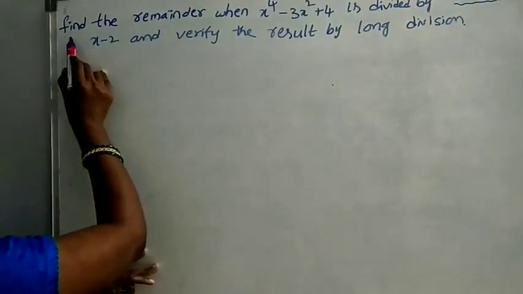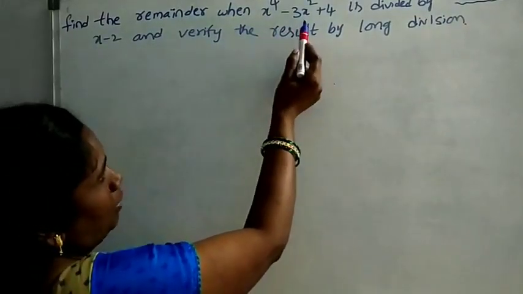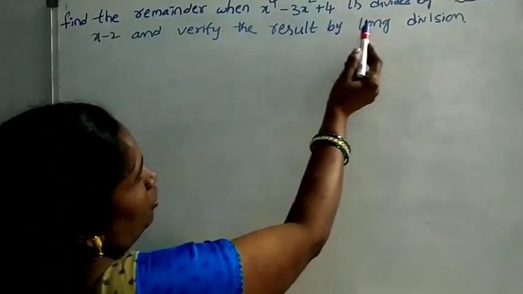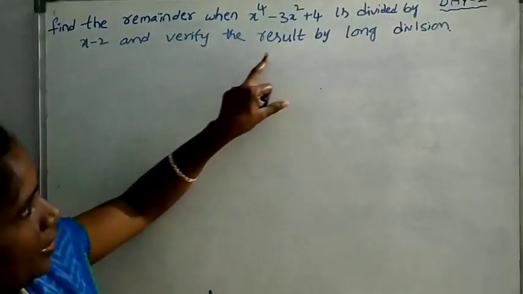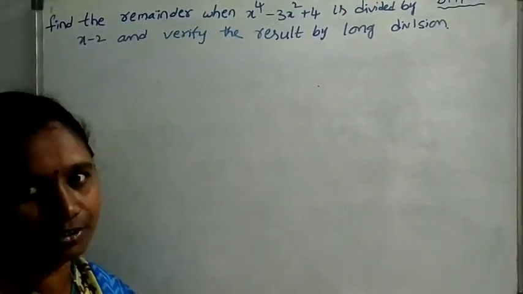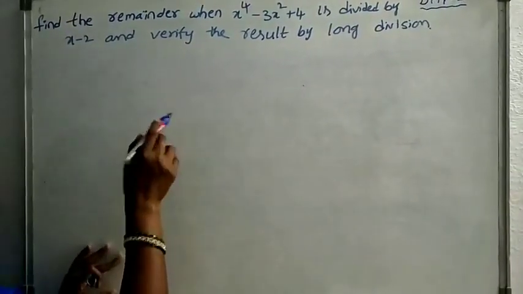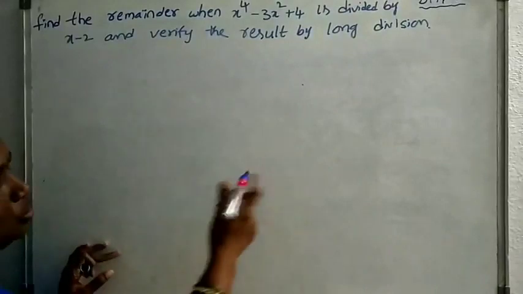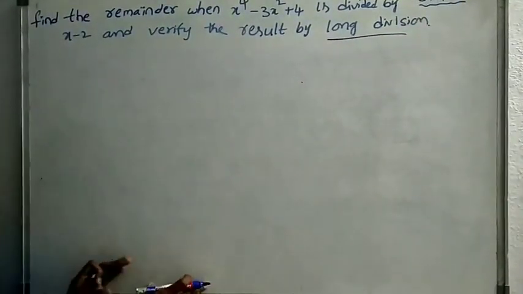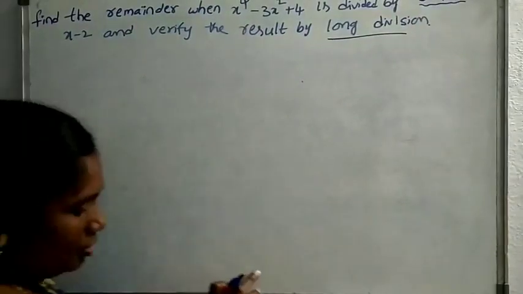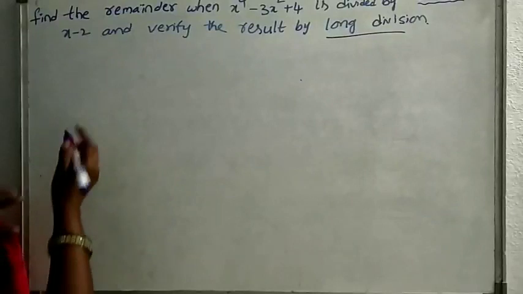One more problem, children. Find the remainder when x power 4 minus 3x square plus 4 is divided by x minus 2 and verify the result by long division. So, in the previous problem we said by the remainder theorem, without doing the division we can find the remainder. We will verify here. First we will find the remainder and also verify this by long division.